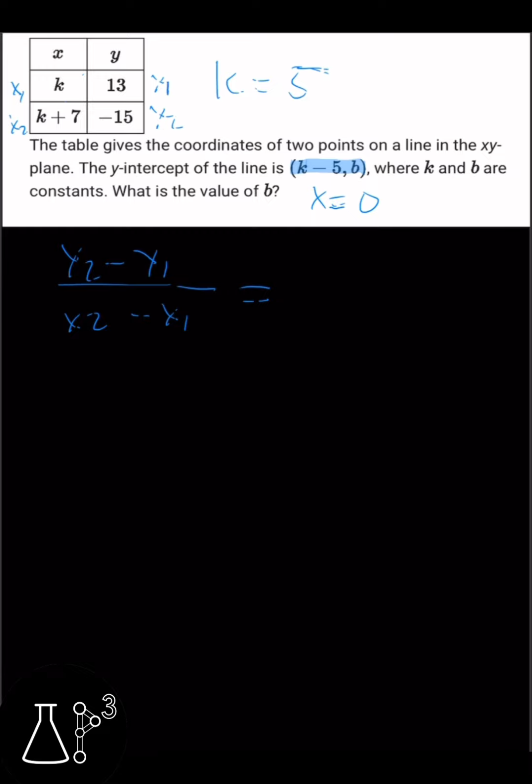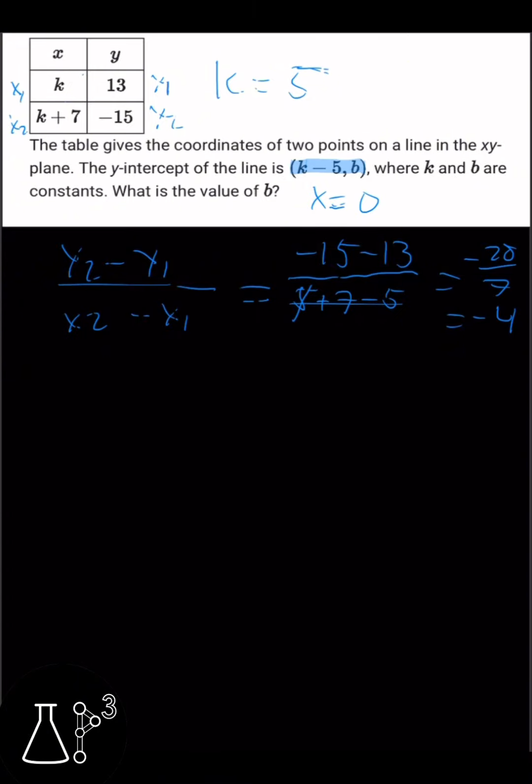So we plug that into the formula. I'm going to get negative 15 minus 13. Now I'm going to get 5 plus 7, sorry, not k. 5 plus 7, and then minus 5, which the 5s are going to cancel out, which is going to equal negative 28 divided by 7, or negative 4. So what are we going to do with the negative 4 now?